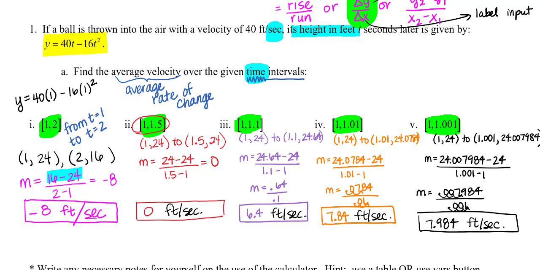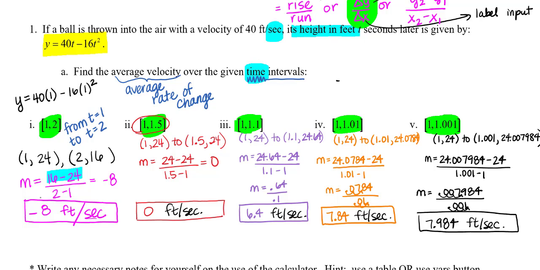So if I go from 1 to 2, and then 1 to 1.5, 1 to 1.5 is much closer to 1. And then 1 to 1.1, well again, that's much closer to 1. And then 1 to 1.01 and so forth. The idea behind this was to try to get as close to 1 as possible. And you can see your different average velocities changing.